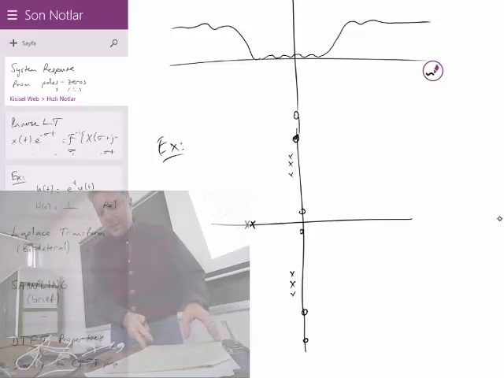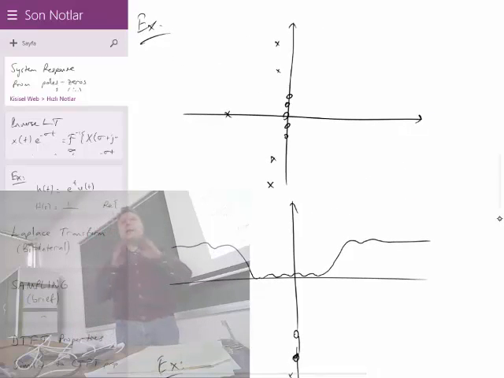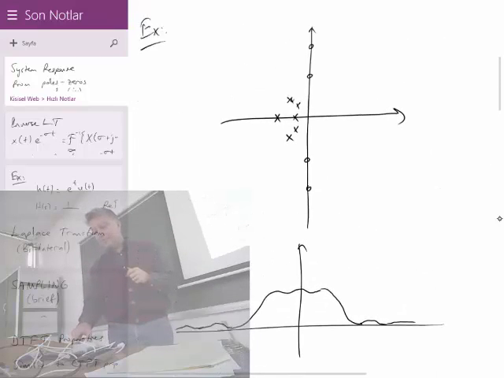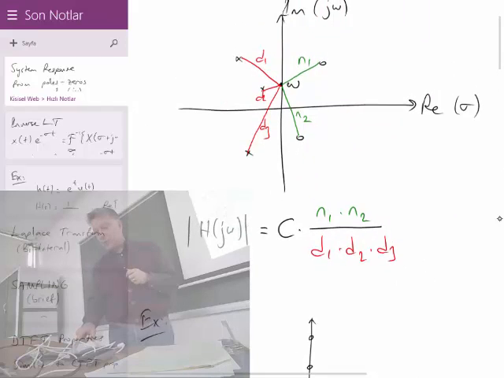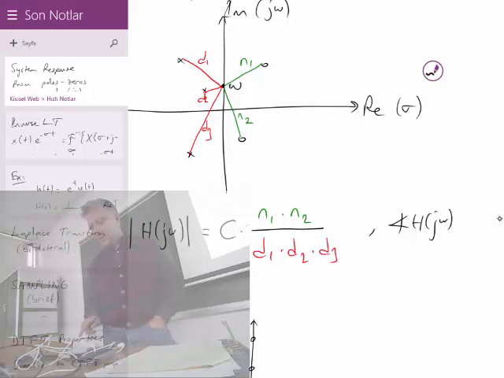So this is the system response. But I haven't mentioned one thing. I have only mentioned the magnitude response. These poles and zeros automatically describe the angle response as well, which is the angle of H of j omega. But that's not a critical issue for the design. We are not usually interested in the phase of the system. We are more interested in the magnitude response of that.